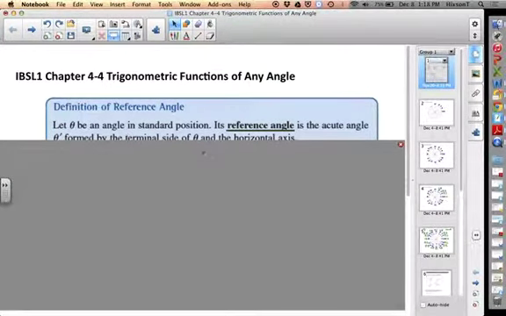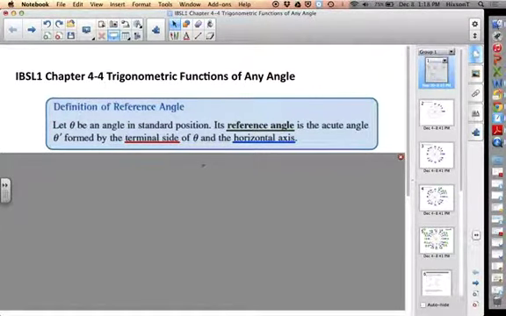If theta is an angle in standard position, its reference angle is the acute angle theta prime, which has no significance to the prime, formed by the terminal side of theta and the horizontal axis. The reference angle is an acute angle, so it will always be less than 90. Don't give me a reference angle of 120 degrees, and don't give me a negative one either. It's always between 0 and 90.